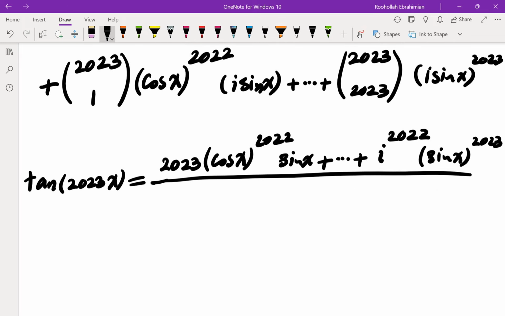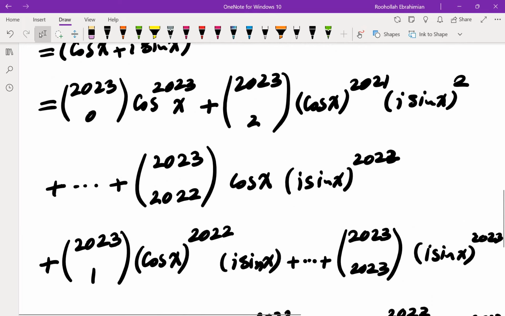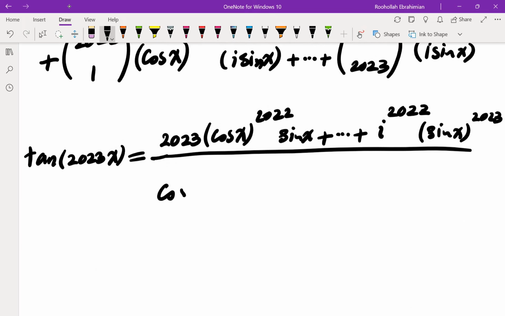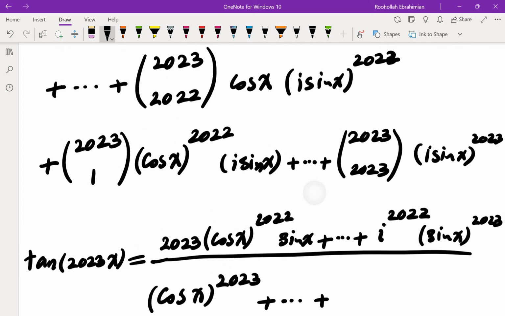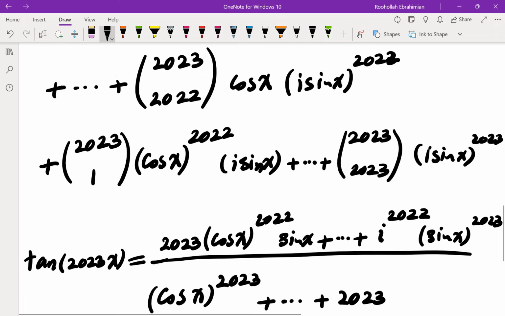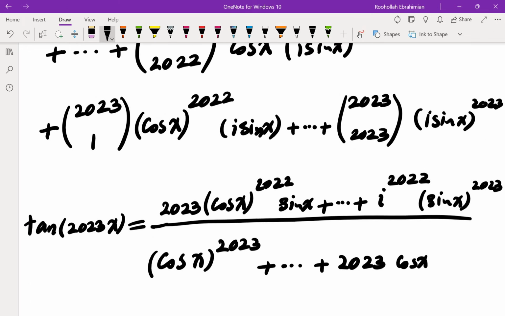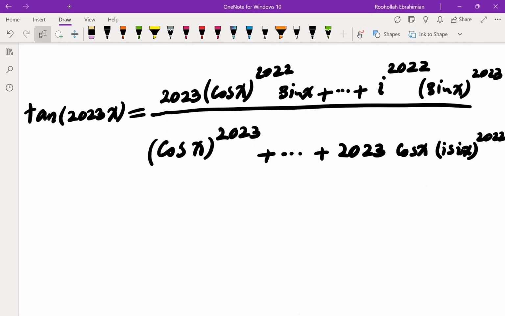The denominator is all of the terms that are real, so it would be 2023 choose 0, which is 1, cosine of x to the power of 2023. All the way to the last term, which is going to be 2023 choose 2022, which is 2023, times cosine, then we have i sine to the power of 2022. Okay, so that's good so far.